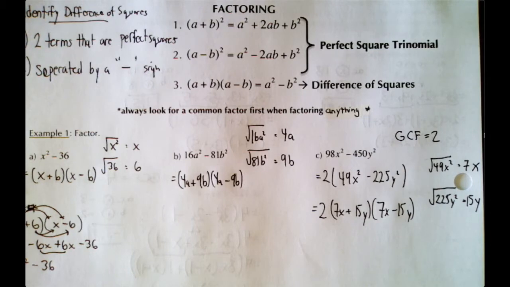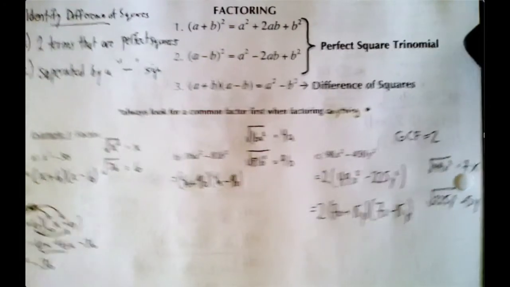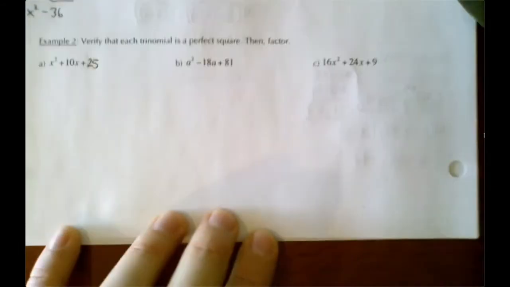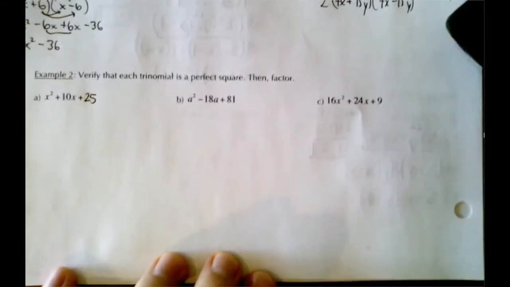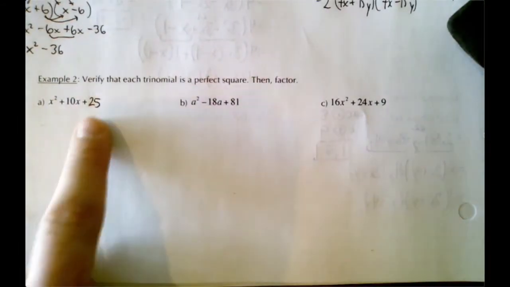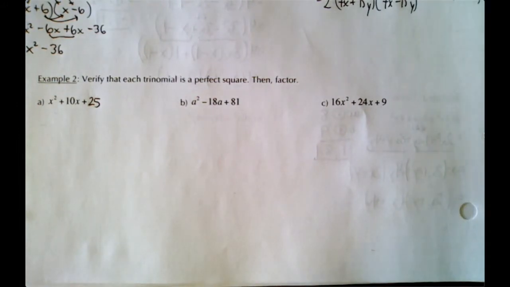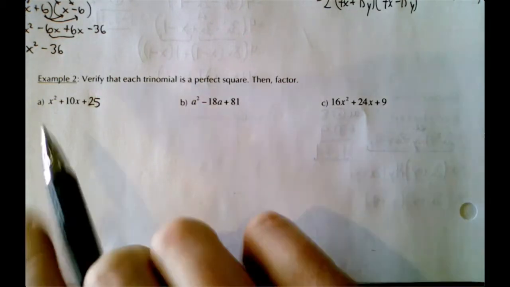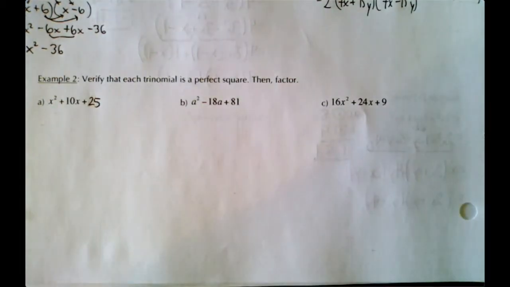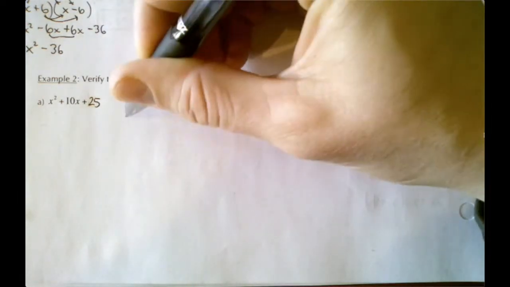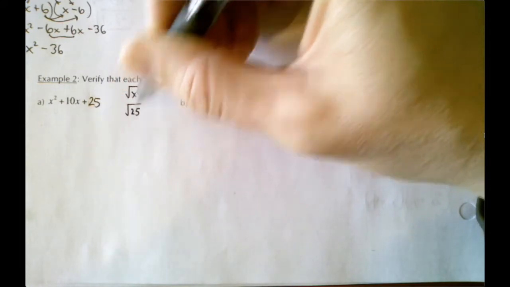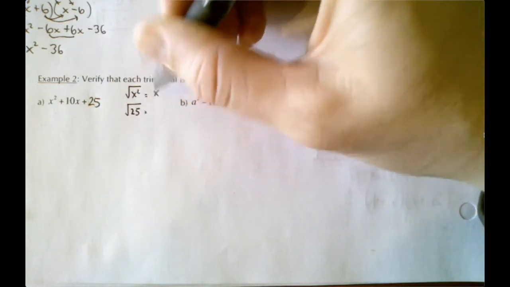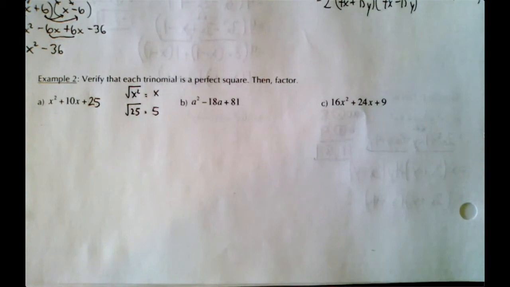All right, that's factoring difference of squares. Now let's look at a perfect square trinomial. There was a typo in this example, and it's supposed to be 25. So to decide whether we have a perfect square trinomial, we have to square root the first term and the last term. So let's do that. Square root x squared, square root 25. And they both have to square root. And in this case, they do. We get x and 5.